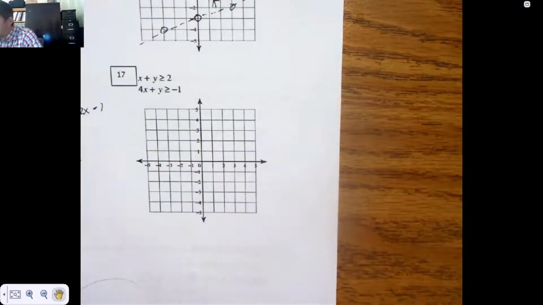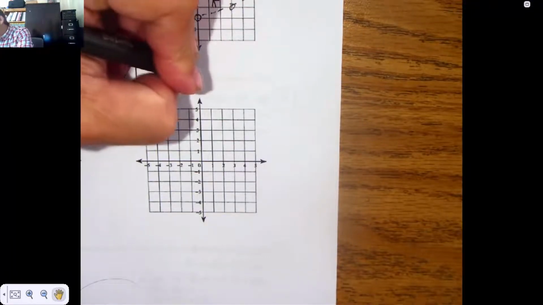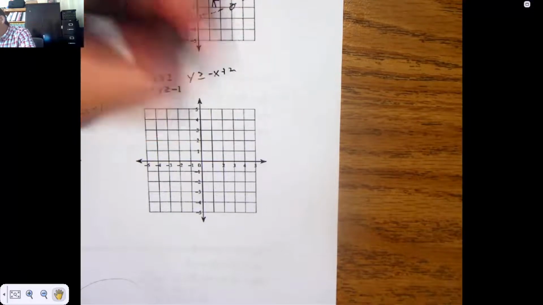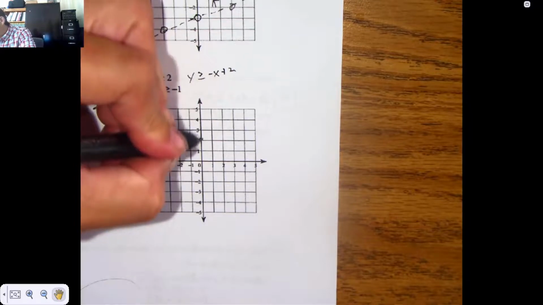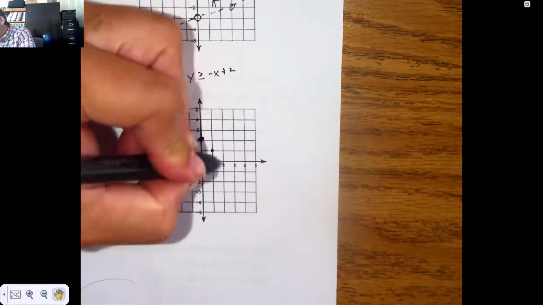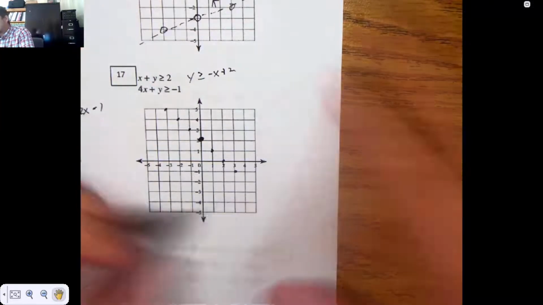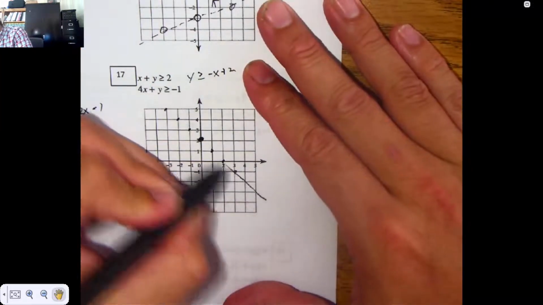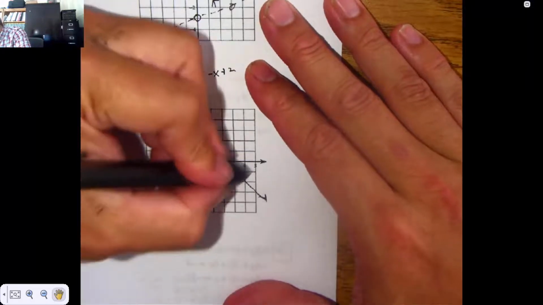17, then the stuff gets difficult-ish. X plus y greater than or equal to 2. Y is greater than or equal to -x plus 2. So solidity is right there. Go to 2, solid hole, fall 1, run 1. All that good stuff. And the symbolism says be shading above me.